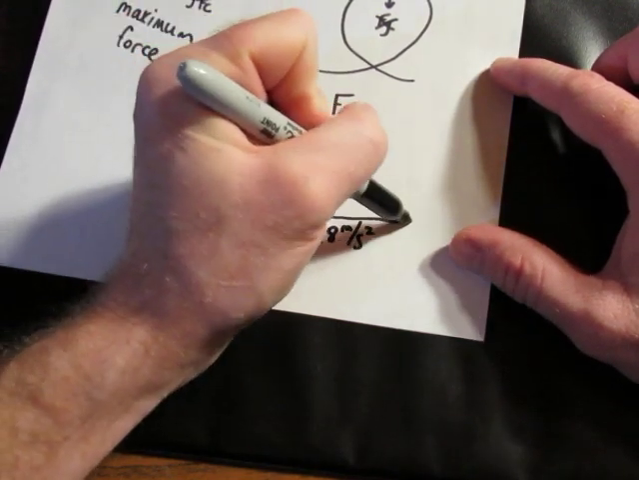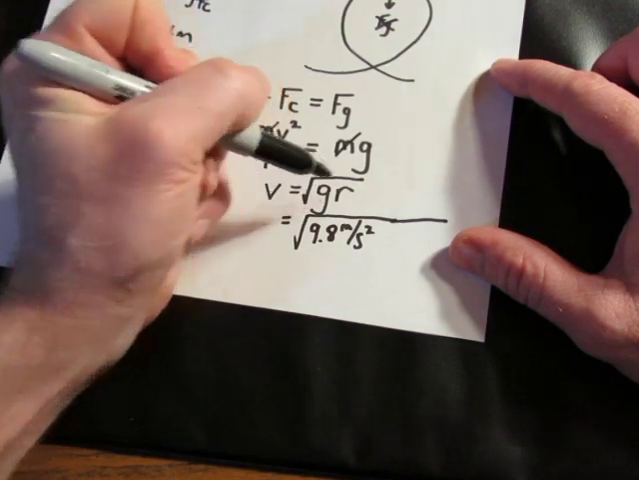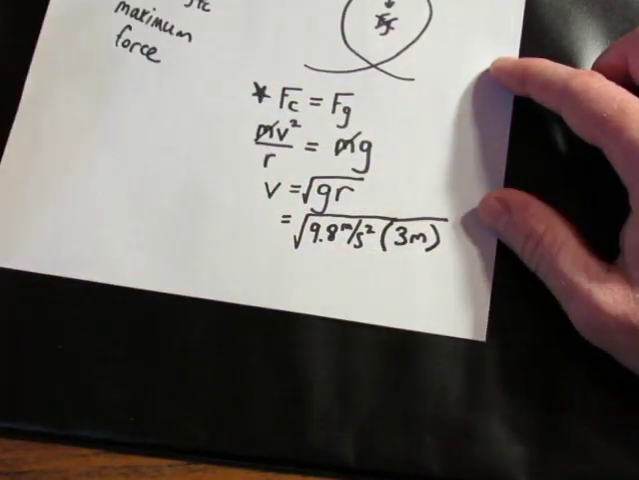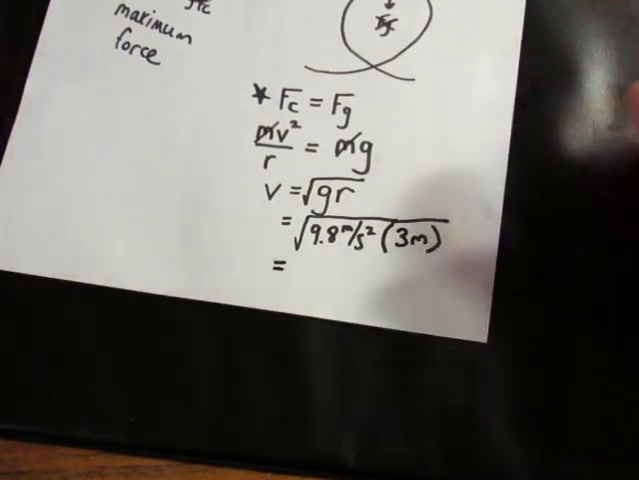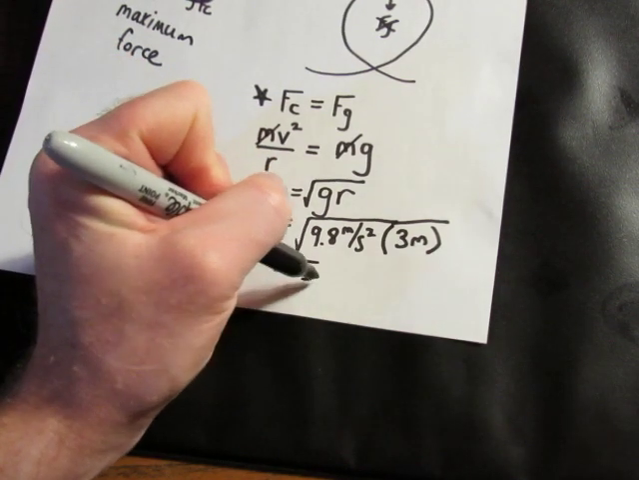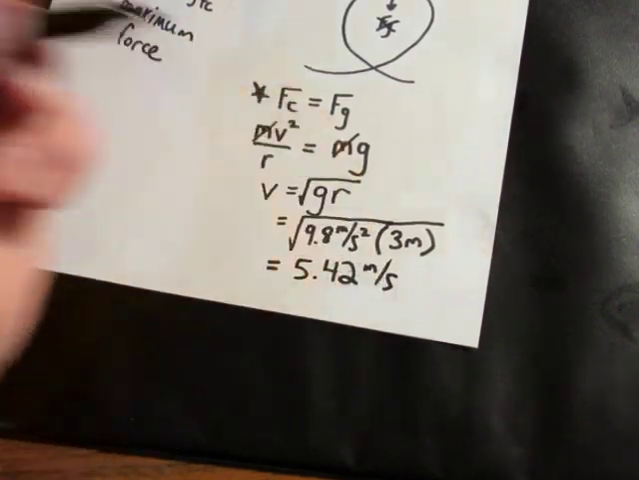And surprisingly, all that matters in this question is the radius. And it said the loop is 6 meters in diameter. Be careful, this is radius. So we're going to use 3 meters, not 6 meters. And then the answer to this question, and make sure you square root it, 9.8 times 3, take the square root. The answer to this question is 5.42 meters per second.